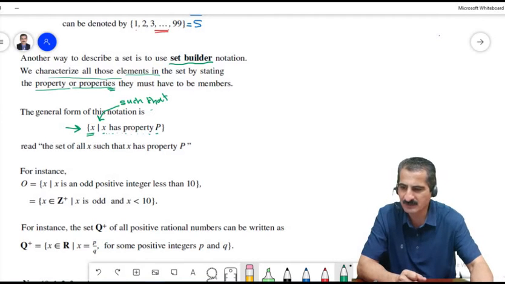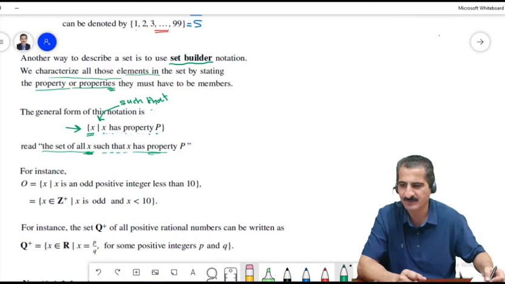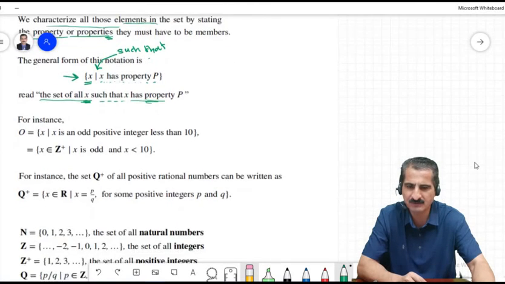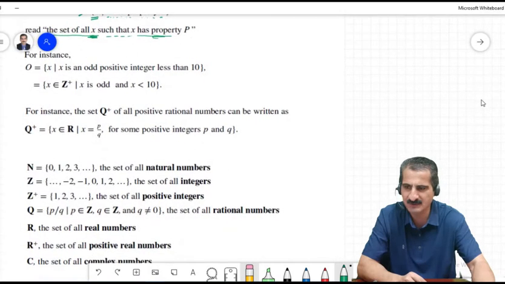So it is written here: the set of all x such that x has this property. For instance, if we want to list all the odd positive integers that are less than 100, there are 49 of them. So we will not write them explicitly, one element after another.